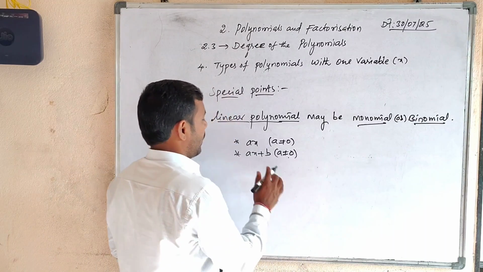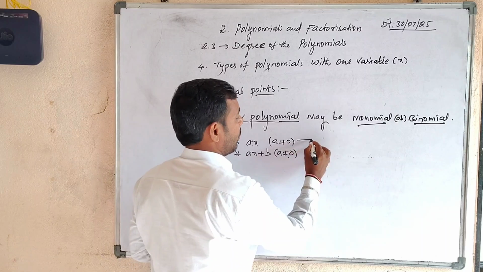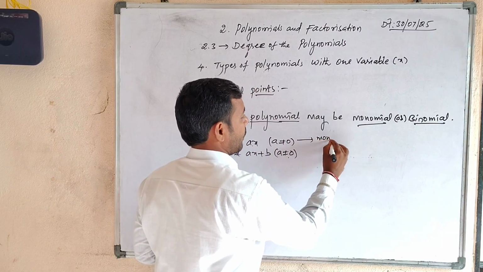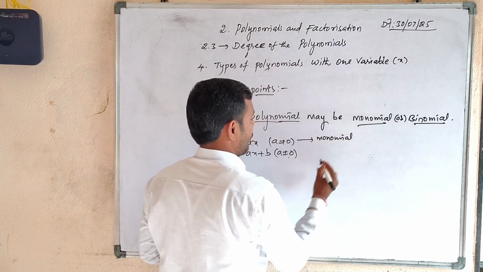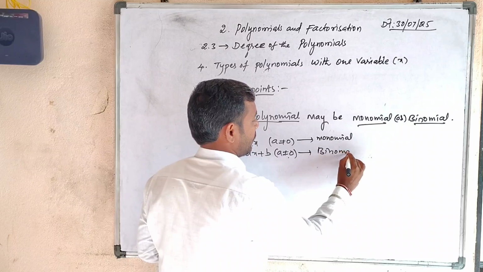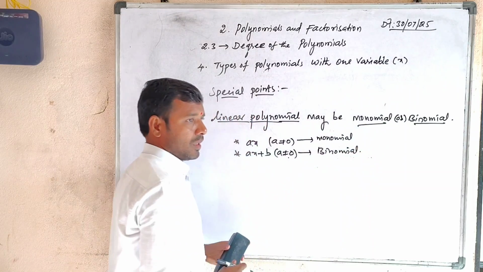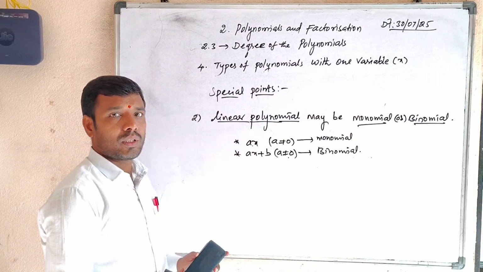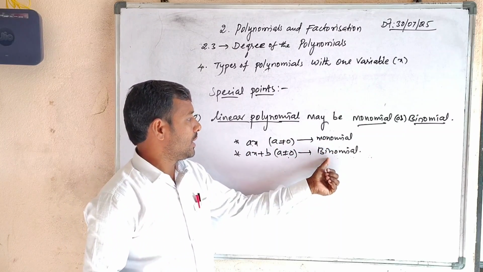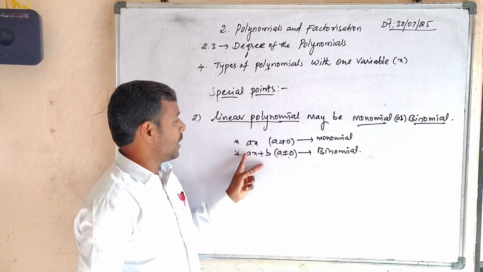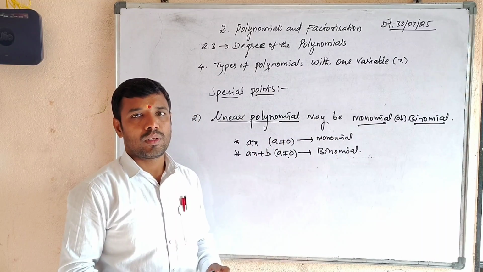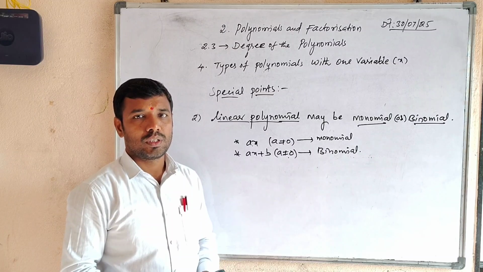But think what happened? It is a linear polynomial. How many terms are there in this? One term there. That's why it is a monomial. Here how many terms are there? Two there. That's why binomial. This is called monomial, this is called binomial. Before that, these two are linear polynomials. Linear polynomials may be a monomial or binomial. Okay students? Alright, done.